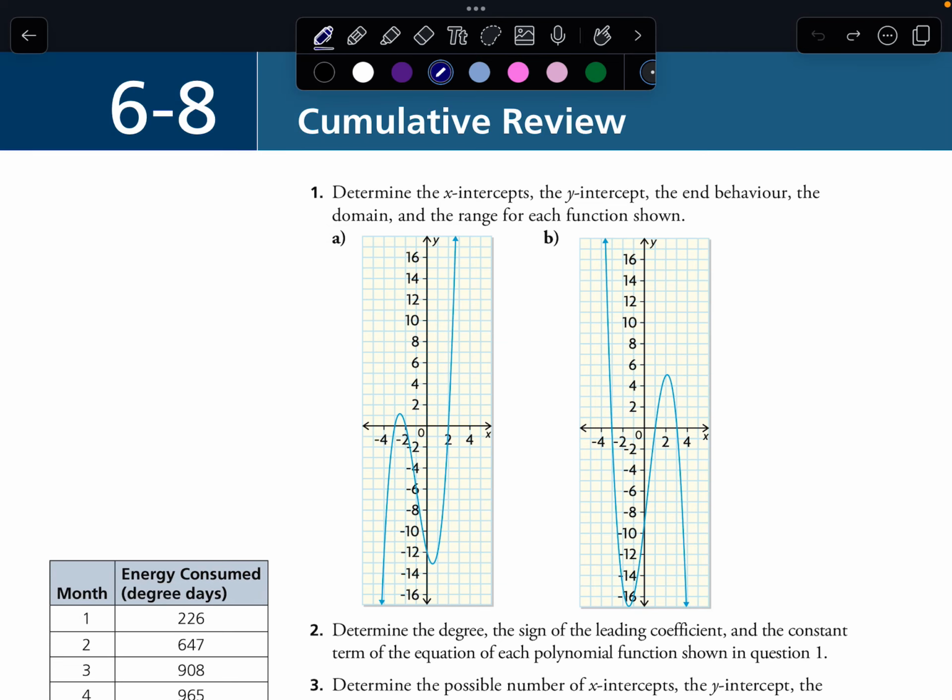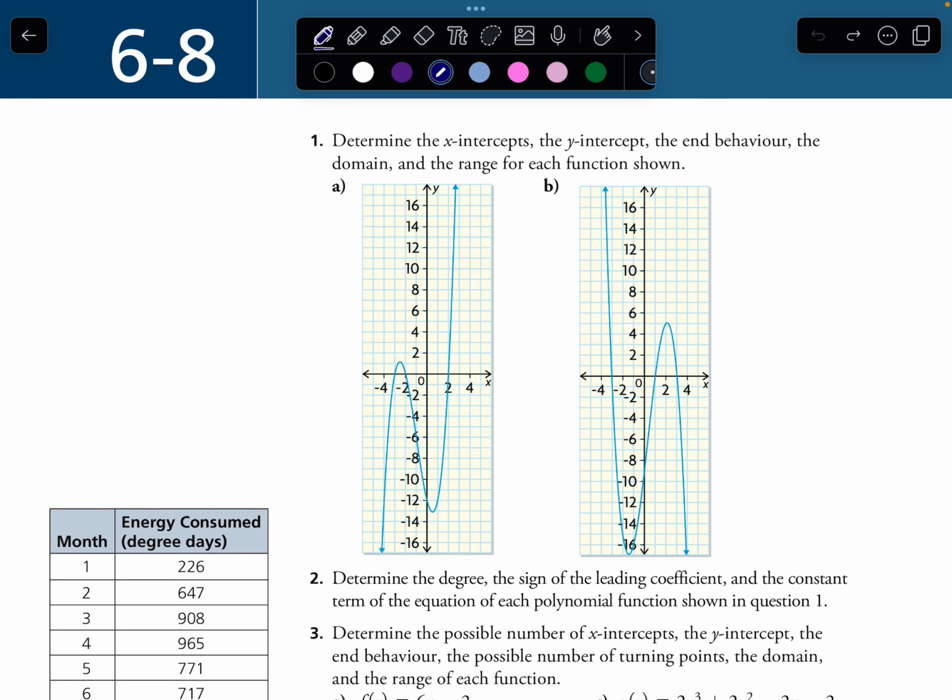Alright, hi Nixon. Doing the cumulative review. So question 1, determine the x-intercepts, y-intercepts, the end behavior, the domain, and the range for each function shown.